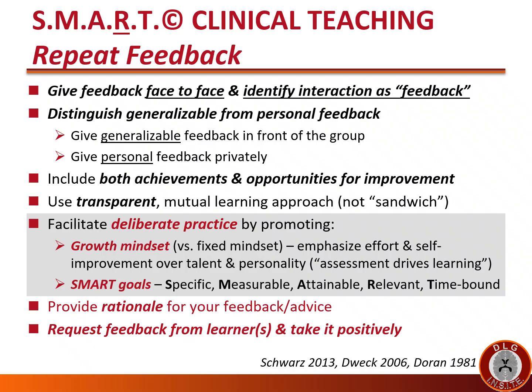Include both achievements and opportunities for improvement using a transparent mutual learning approach. Avoid the sandwich approach in which you say, well, you were pretty good, but this was bad, but then you're pretty good. Just say the good and the bad, the achievements and the opportunities. That's all, just the two types of feedback.